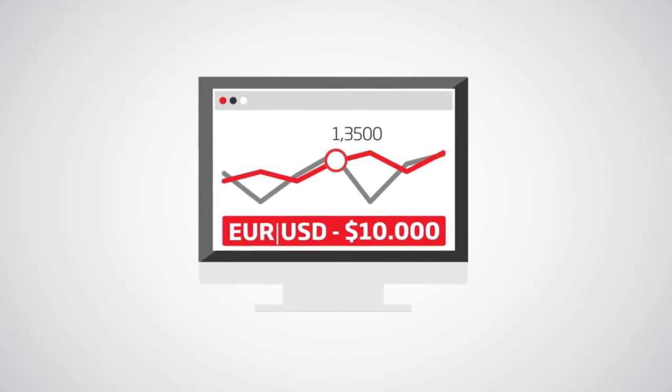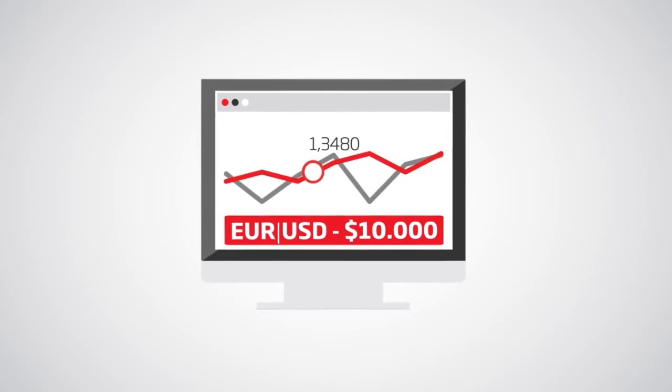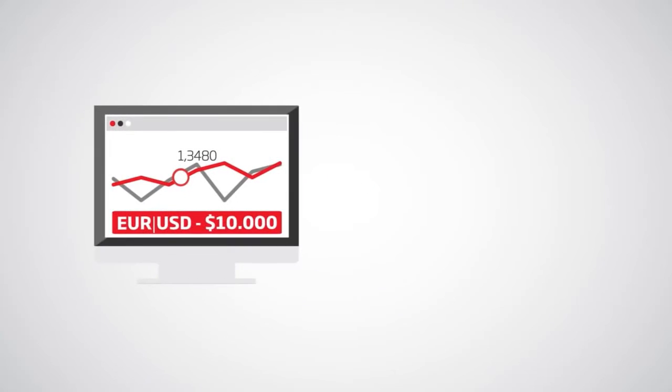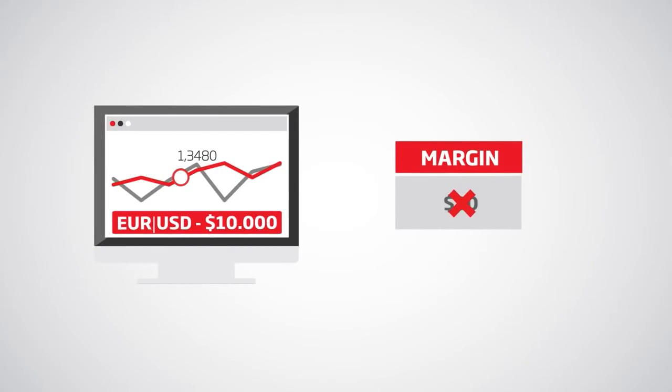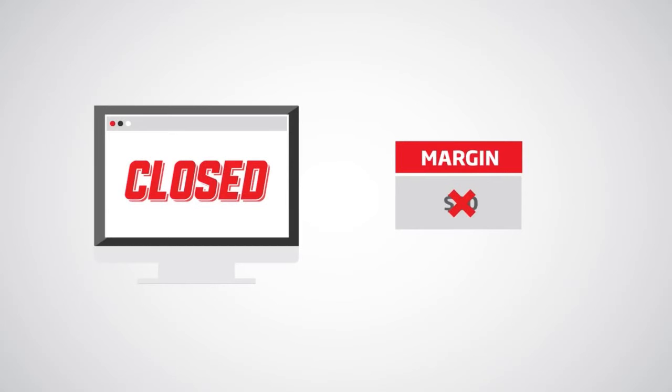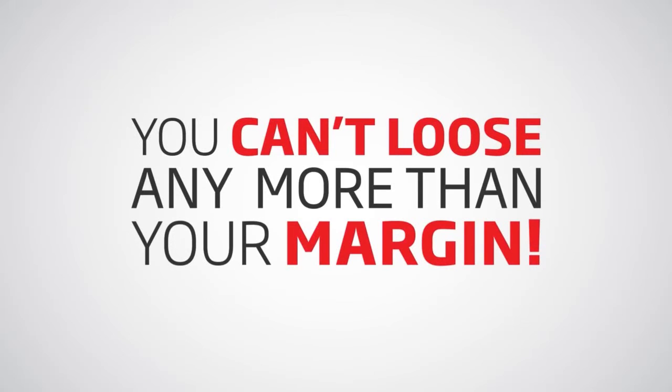In this example, if Euro USD declines to 134.80, your margin would all be used up and your position would automatically be closed. You'll lose all your money that you put up as margin. But the good thing is, you can't lose any more than your margin to begin with. Your losses are limited while your potential profits are unlimited.